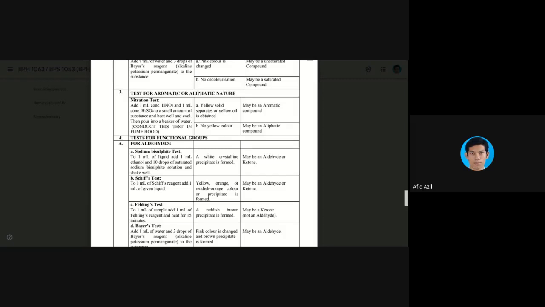So this is actually a nitration test, or nitration reaction, which occurs under the electrophilic aromatic substitution reaction. You are trying to replace one of the hydrogens on the benzene ring with a nitro group, NO2. Next semester you will learn the reaction mechanism. But for aliphatic compounds, there will be no reaction.